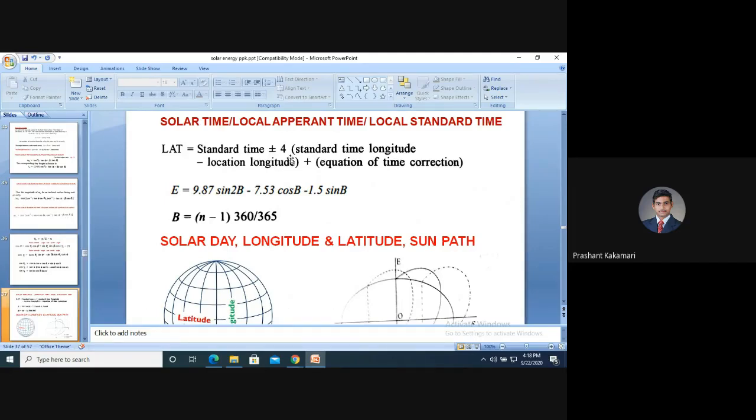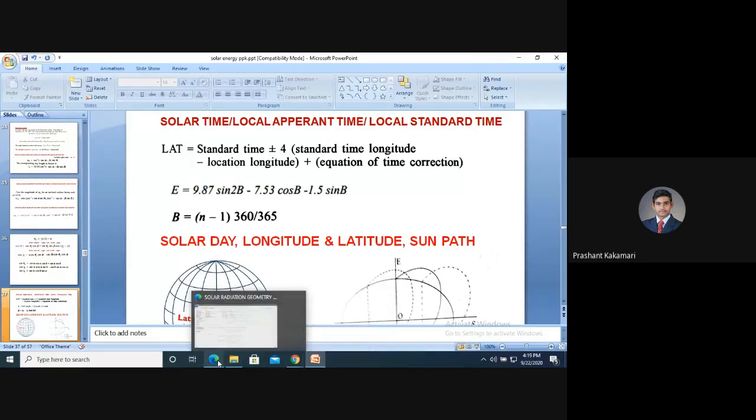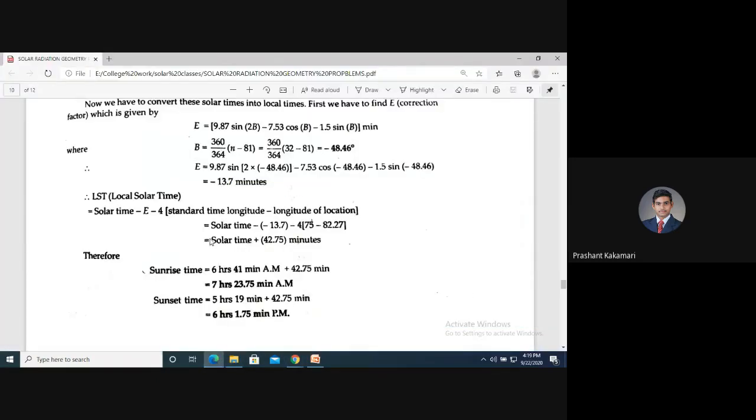So why they have taken minus is because of the longitude here. West they have told, not east. So that's why they have taken minus 4 as per the west timings. And they have substituted all these values. So B value with respect to the nth day, 32 minus 81, they have found out constant B as minus 48.46 degrees. Then they have substituted in the main equation E. So E value becomes minus 13.7 here.